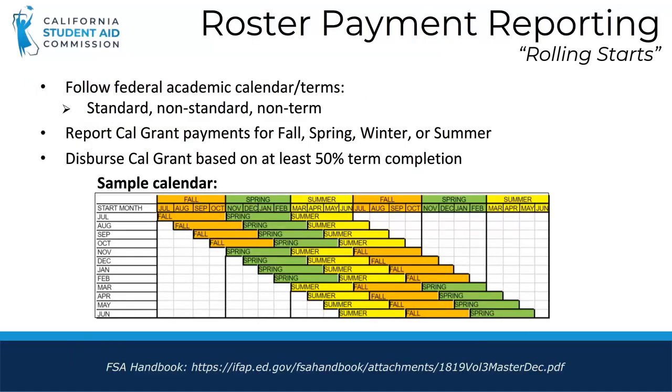We know that the Institutional Participation Agreement, or IPA, requires payments to be reported for every term of the academic year. And since the Cal Grant roster is laid out in a fall, winter, spring, summer format, this schematic shows the academic calendar of a non-traditional school that uses rolling starts to define Cal Grant terms. At this school, there are 3 payment periods or terms in the academic year: fall, spring, and summer. And a new track begins each month continuously, also called rolling starts.